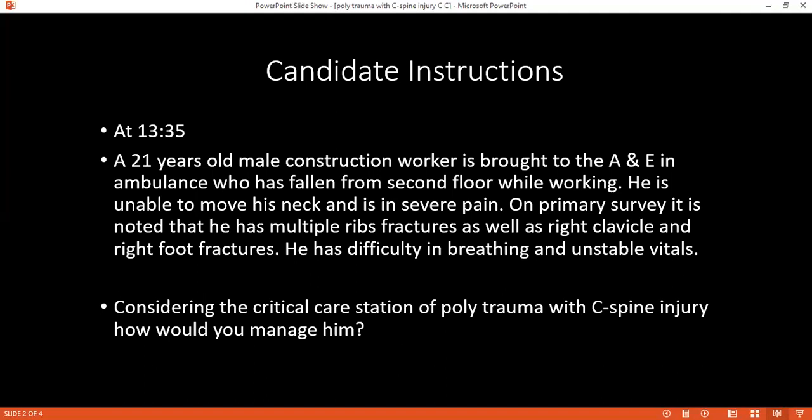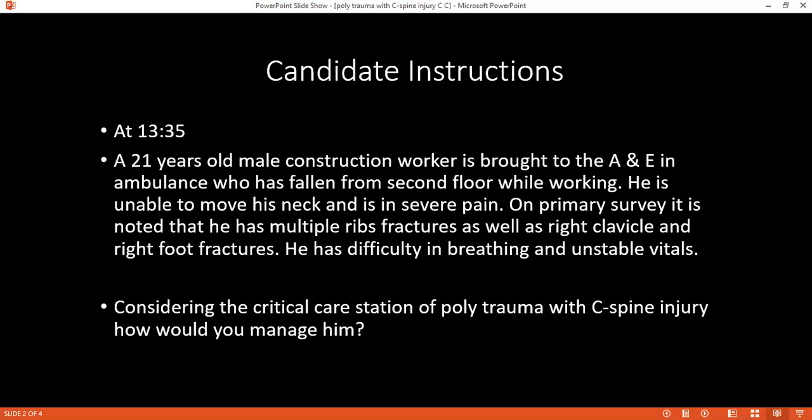Right. So if you have read and understood this critical care scenario, kindly tell me, how would you manage this patient? I will manage this patient using ATLS protocols. In the primary survey, I want to do ABCDE.